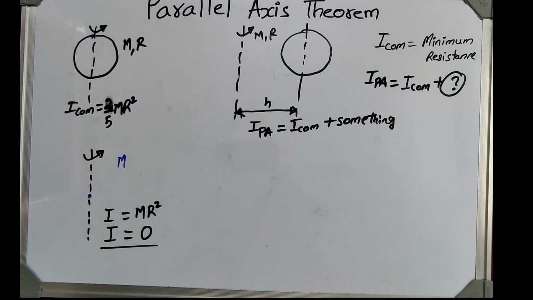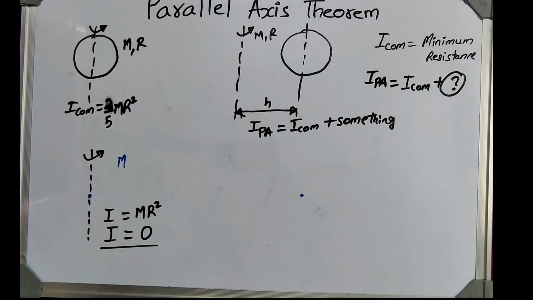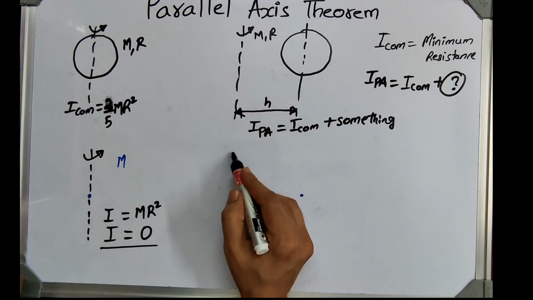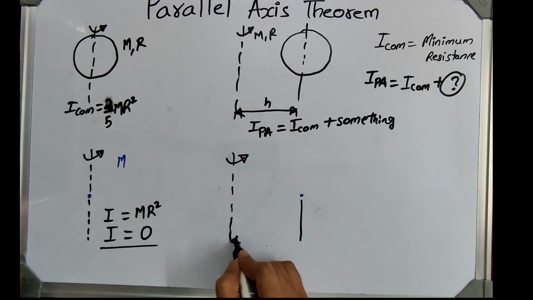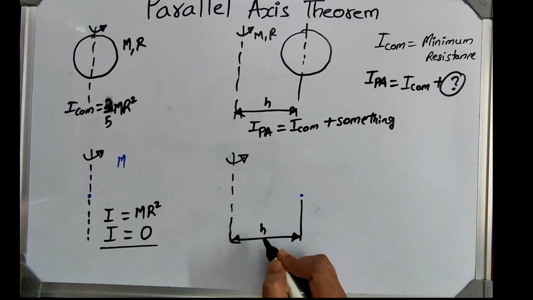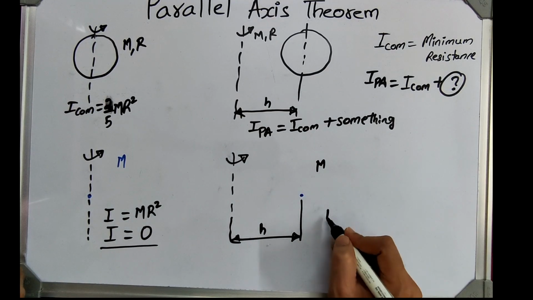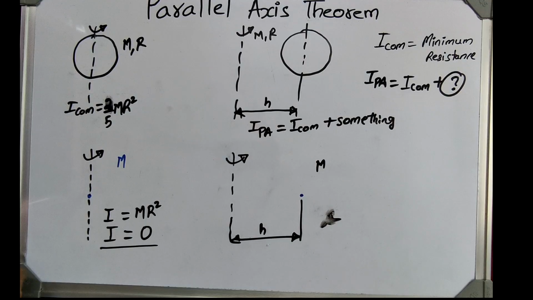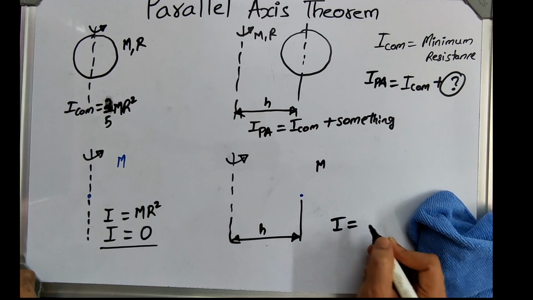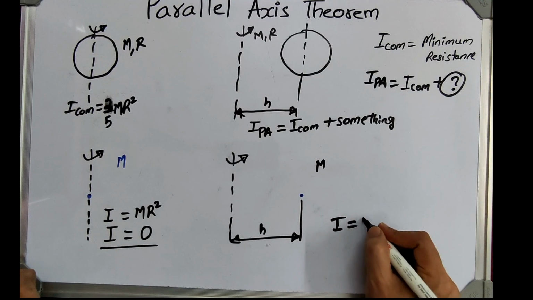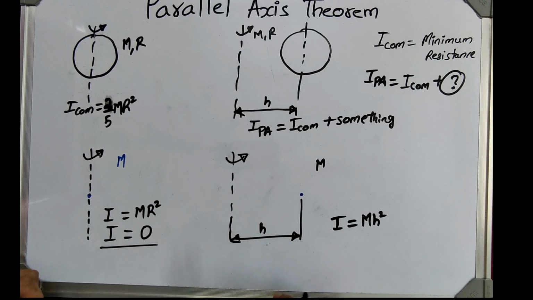Now we have taken a particle here, so let's take the particle here as well. And instead of the axis passing right through it, let's create an axis of rotation for the particle mass at a distance h. So what will be the value of moment of inertia in this case? Applying the same formula, the mass is m, so I is equal to m multiplied by h square. So this will be the moment of inertia offered by the particle mass.